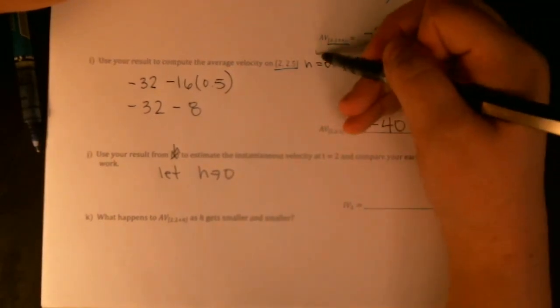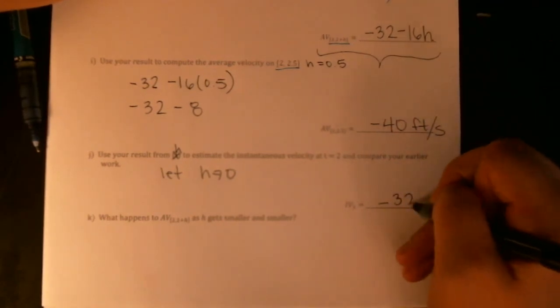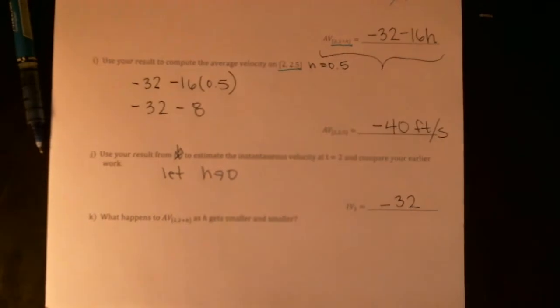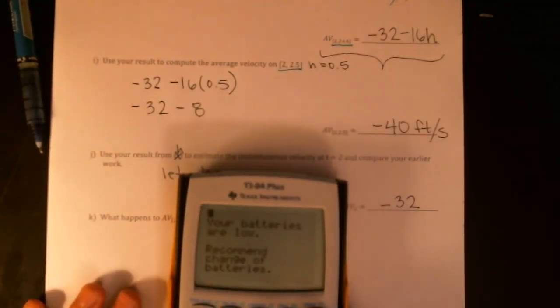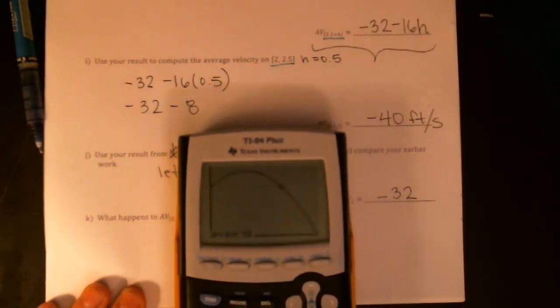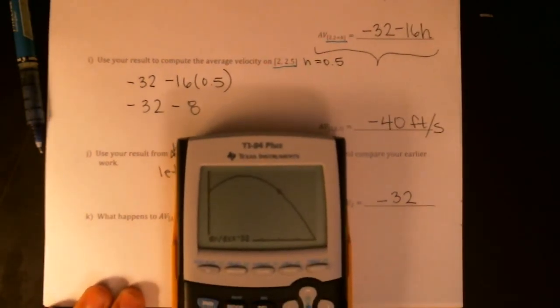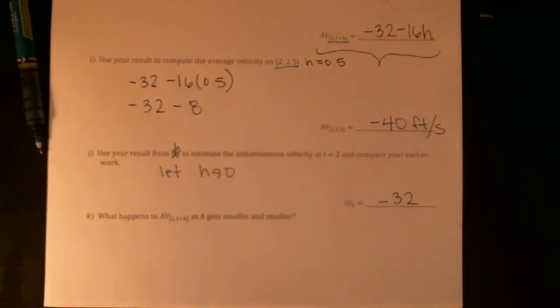And if we look back up at our average velocity function, if h approaches 0, the instantaneous velocity approaches negative 32. And we can even check on our calculator. I think I still have this thing in. If we want to calculate dy/dx at x equals 2, there it is, negative 32. So we were right. This is working for us, according to our calculator.